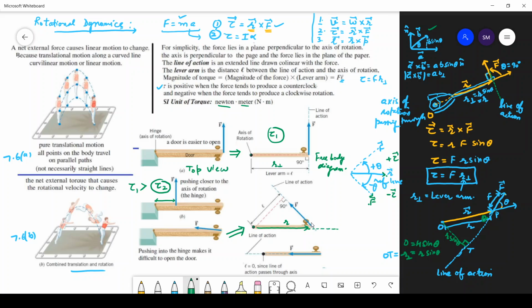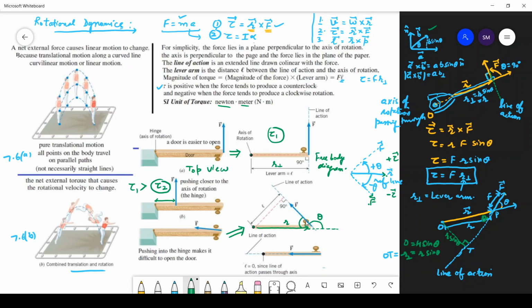So the angle between R and F, this is the angle that you have got. Which angle is it? This angle you are considering as theta. So this is theta, this obtuse angle here. Then what angle will I get here? 180 minus theta. Okay.